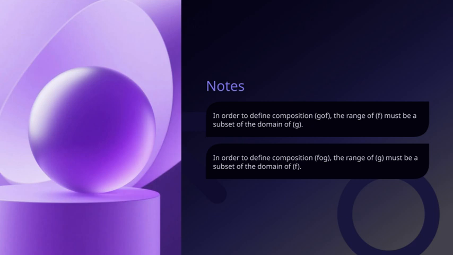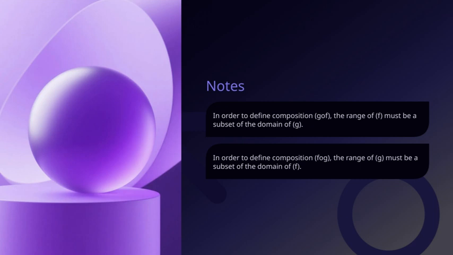Similarly, when we're talking about the composition g∘f, the condition flips slightly. We need the range of f to be a subset of the domain of g. This guarantees that each output from f can be properly fed into g, allowing the composition to be well-defined.